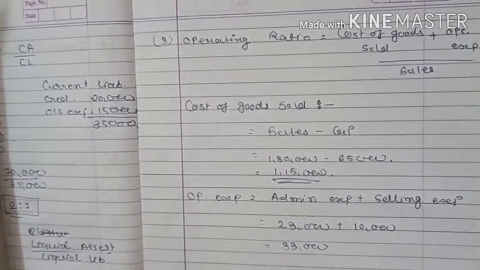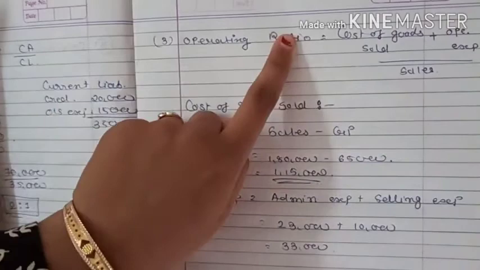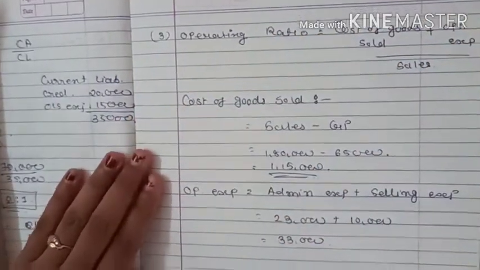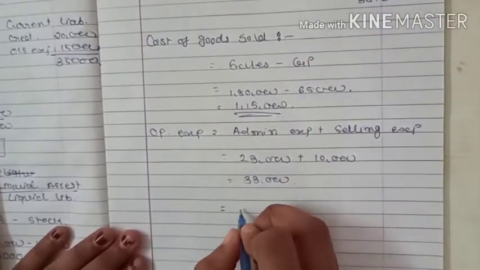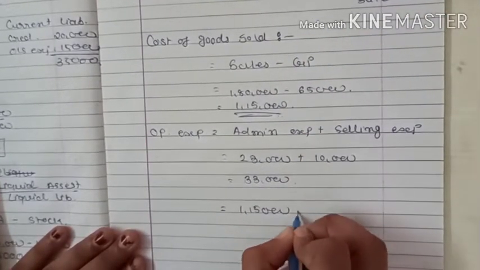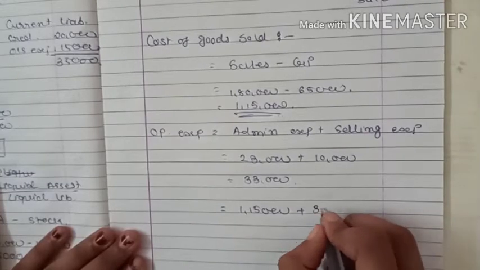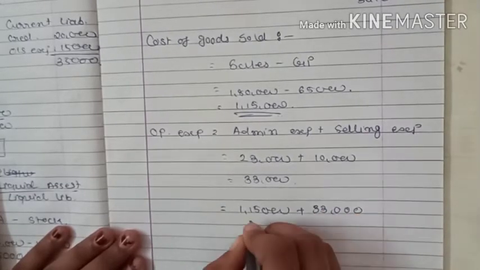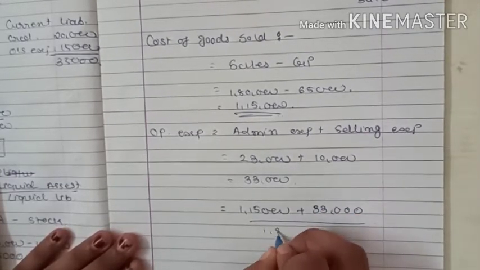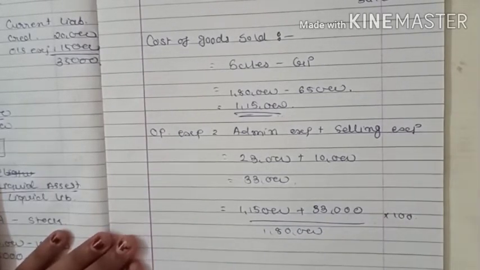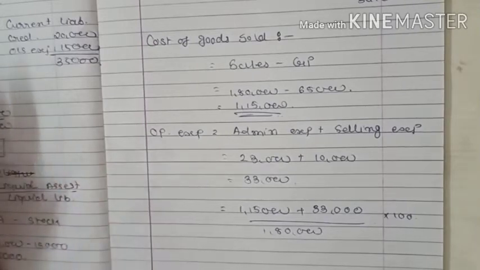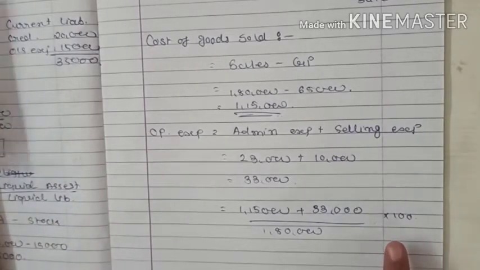Right? So let's find out the operating ratio. We have all the terms, so directly I am putting the values in the formula. Cost of goods sold 1,15,000 plus operating expense 33,000 divided by sales 1,80,000 into 100. Right? Where you have to multiply by 100, you have to remember all the formulas.